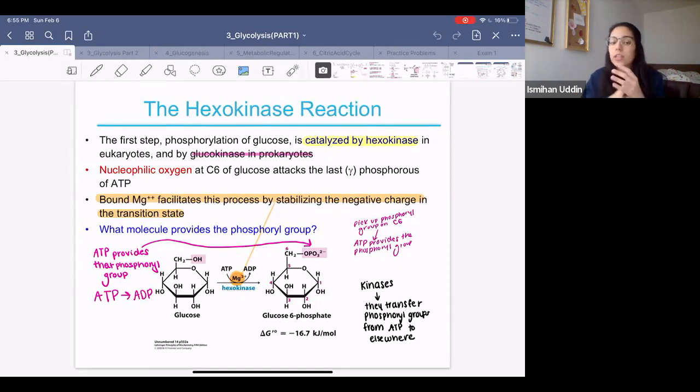Why is it glucose 6-phosphate? Because there's a phosphate on the 6th carbon. Lovely. Yeah, kinases transfer phosphoryl groups from ATP to elsewhere. Okay. Yeah, pretty good.